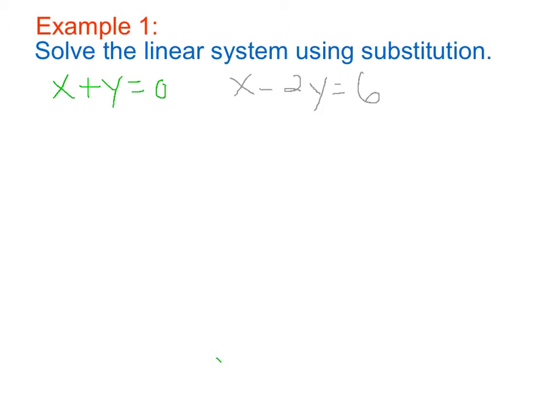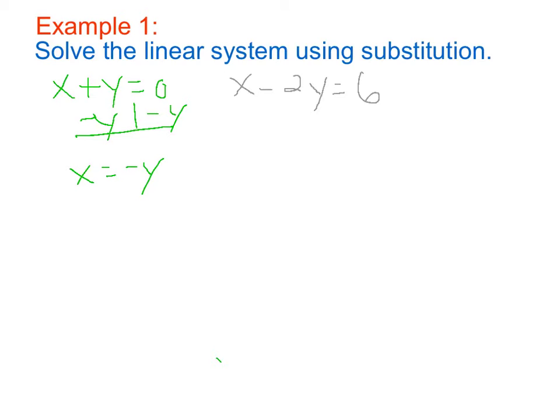The first equation in green, x plus y equals 0. I could isolate it so that x is by itself or that y is by itself. The second equation in gray, x minus 2y equals 6. I could isolate the x in that one as well. I'm going to look at the green one and isolate the x. So I'm going to subtract y on both sides. And when I do that, I get x equals negative y.